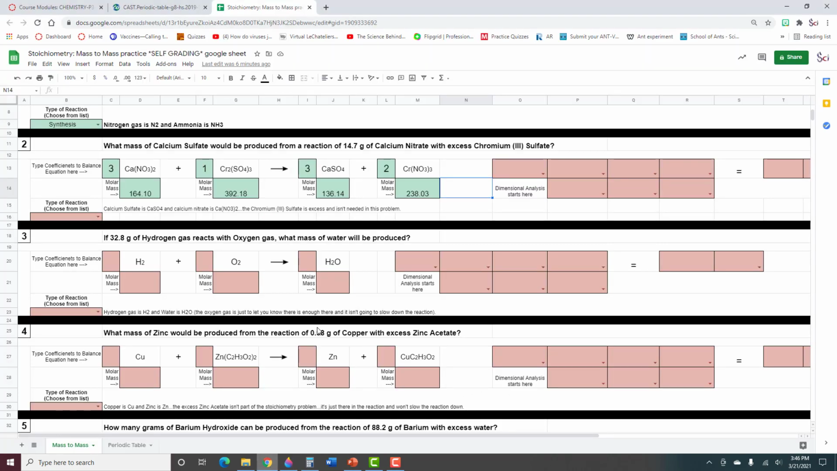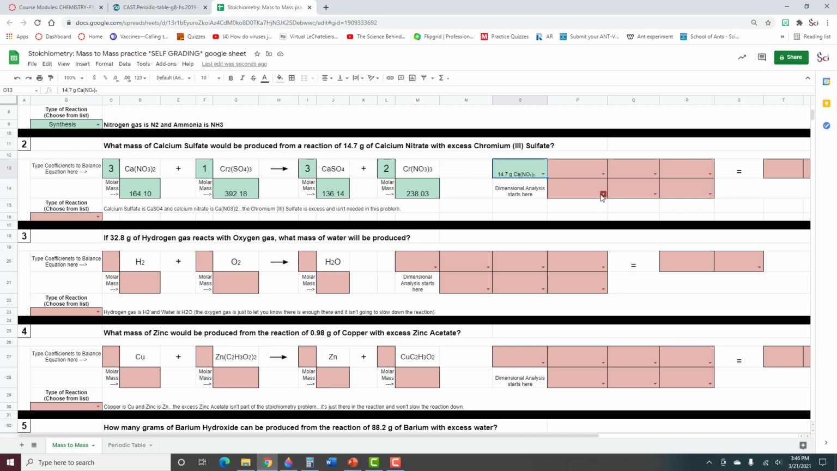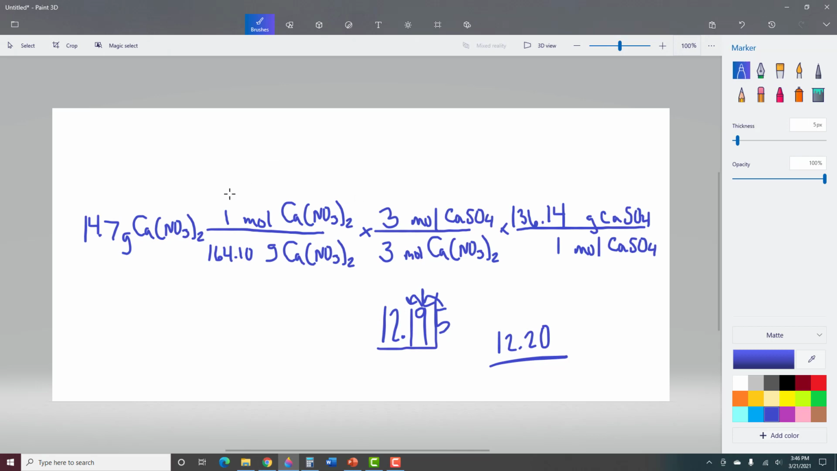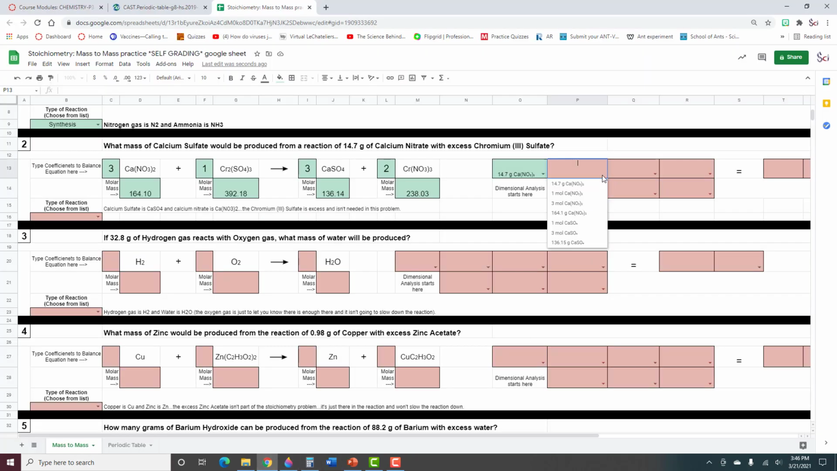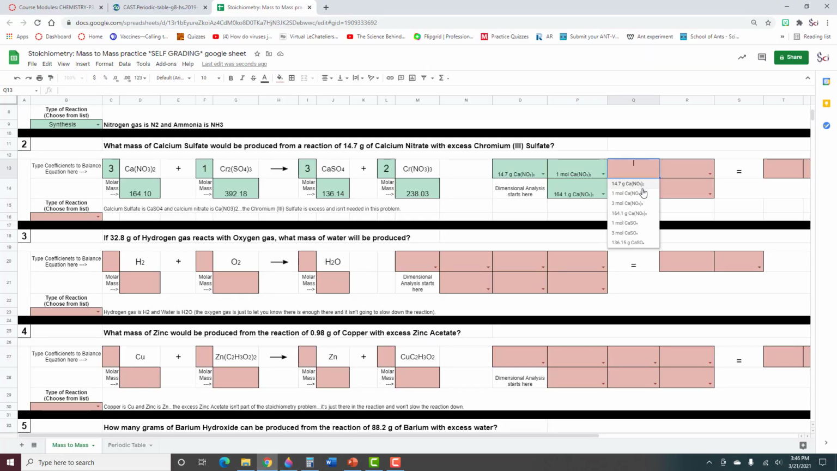Okay, so let's go back and do that. I start with my starting unit, which is 14.7 grams of CaNO3, and then 164.10 grams of CaNO3 goes on the bottom. And then on the top, I have moles of CaNO3, 1 mole of CaNO3. And then the next division bar, I have 3 moles of CaSO4 on top and 3 moles of CaNO3 twice on the bottom.